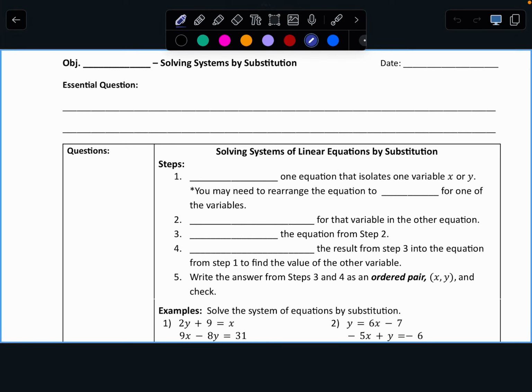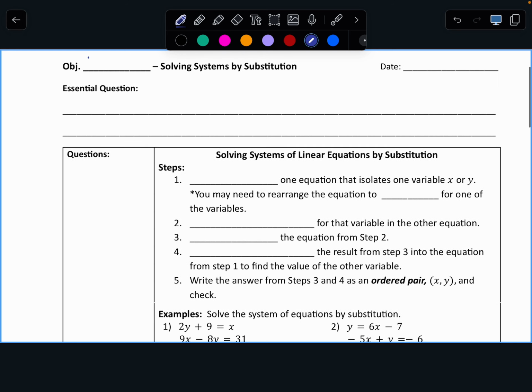Yesterday's notes. So you're still solving systems by substituting, but you're substituting an expression instead of just a single term. So you will be distributing when you do substitution. The steps are pretty much the same as yesterday. This is 2.3a, day 2.